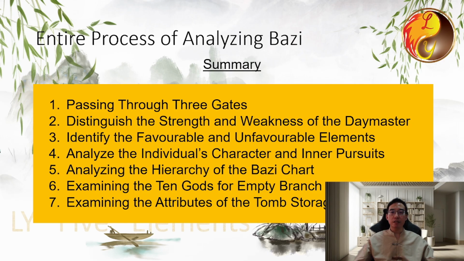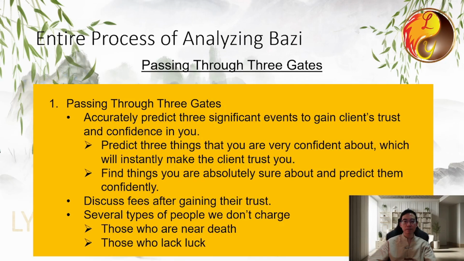But after plotting the chart, there's still an important step called passing through 3 gates. This means accurately predicting 3 significant events to earn the client's trust and amazement, making them think, wow, how miraculous! You are so skilled. It's crucial to gain their trust first. The so-called passing through 3 gates refers to accurately predicting 3 significant events for the client to gain their trust and confidence. After plotting the chart, the next step is to pass through 3 gates.